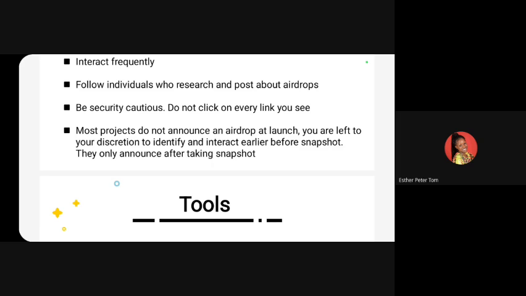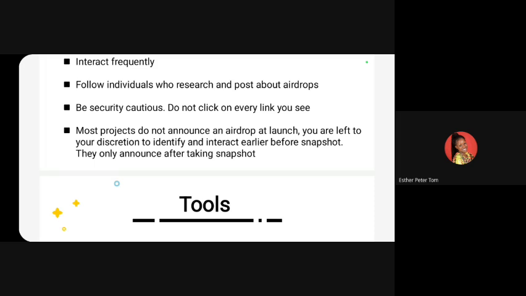Jenkins Sync did not make any announcement that they will have an airdrop. LayerZero did not make any announcement until even after they had taken snapshots. So it is up to you to use your discretion: will this project likely do an airdrop? Have they raised enough money and stuff like that? If your answer is yes, then you can start farming. Because if you wait until the project says, oh, we have an airdrop, then you've already wasted time and you're already late. Before they come to announce, they will have taken snapshots.